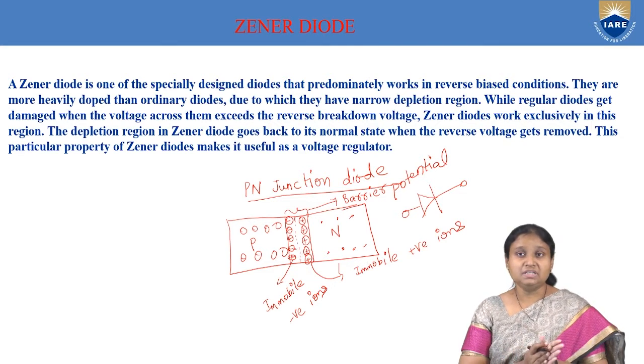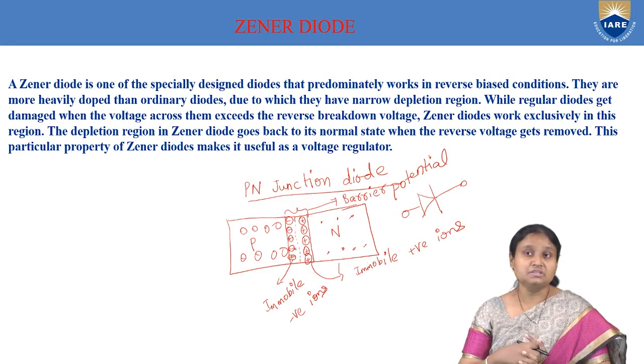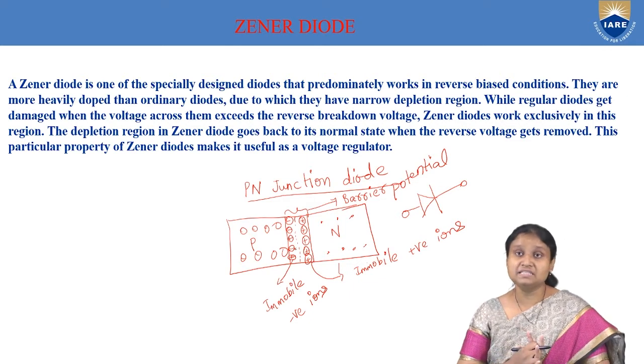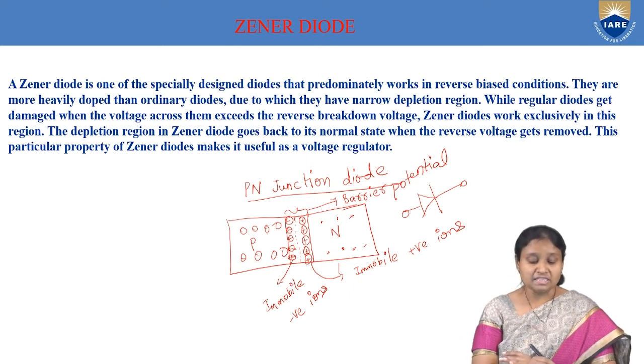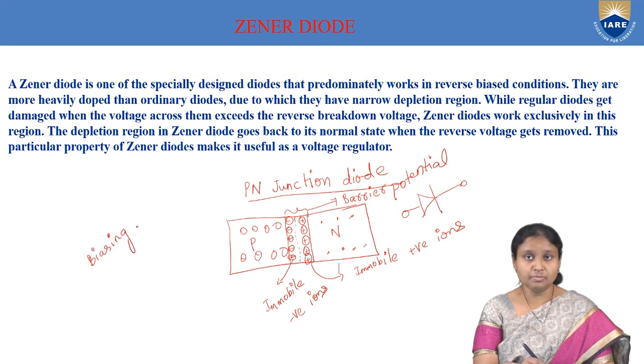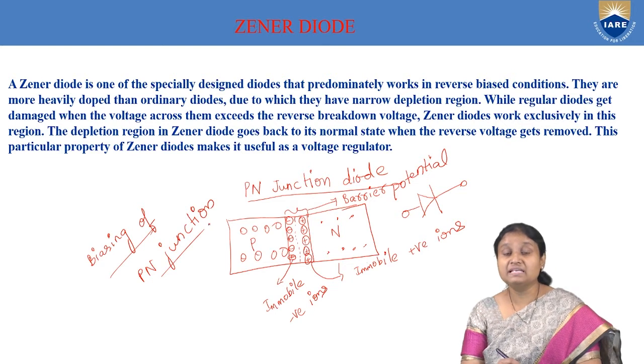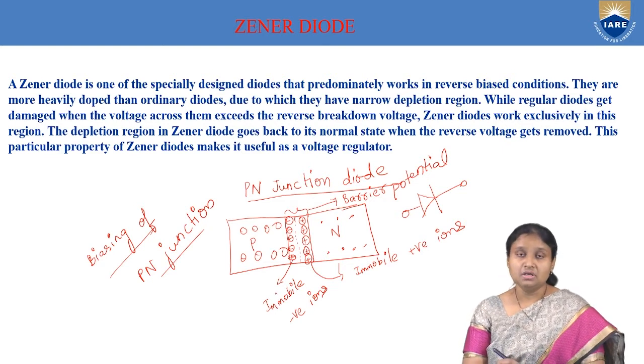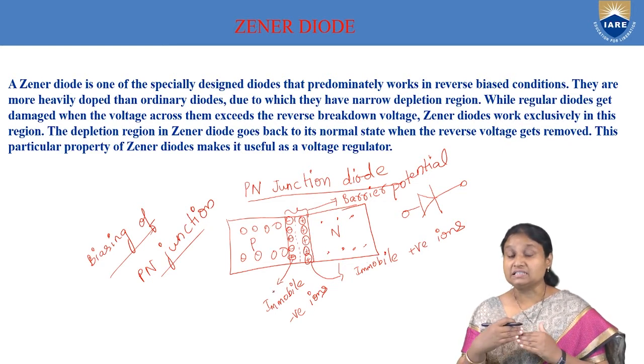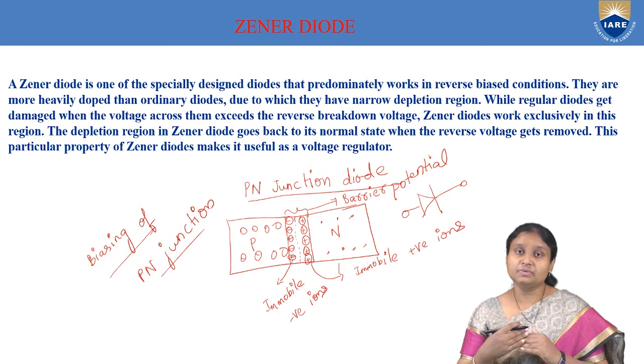And what we have seen here is when we take such a PN junction diode and bias it. When we talk about biasing of a PN junction, there are two types of biasing. Biasing is nothing but applying an external voltage to the PN junction diode. It can be done in two ways: one is forward biasing and the second is reverse biasing.